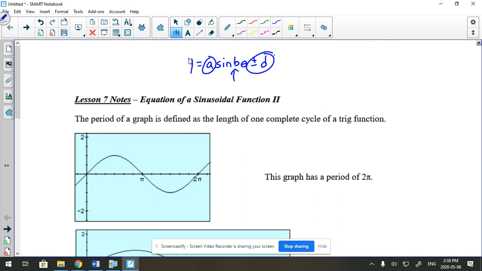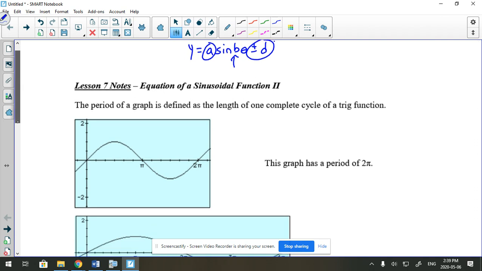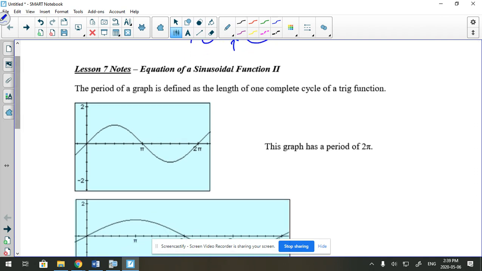A little bit of information before: the b is very closely related to the period of a function, which is probably the trickiest part of the unit. So let's review a little bit of everything first. The period of a graph is defined as the length of one complete cycle of a trig function. So this graph has a period of 2 pi. It starts here, goes up, goes down, and then goes up to that starting point again, and then it just repeats.